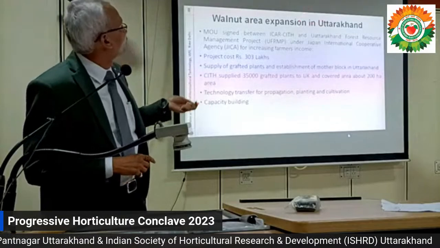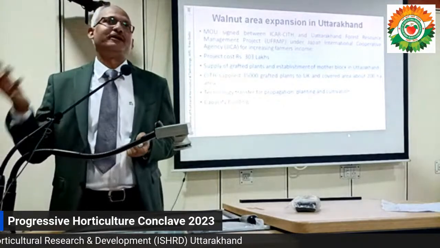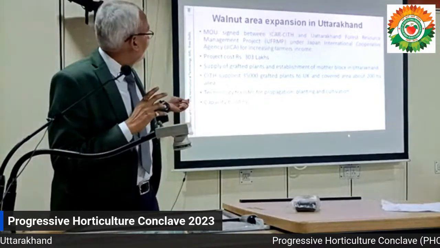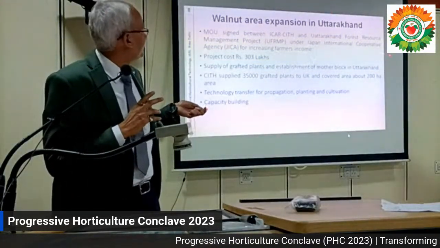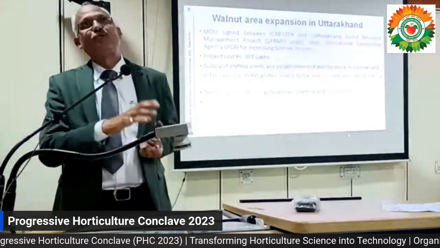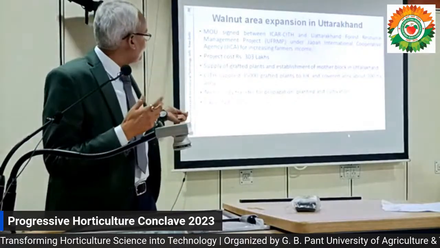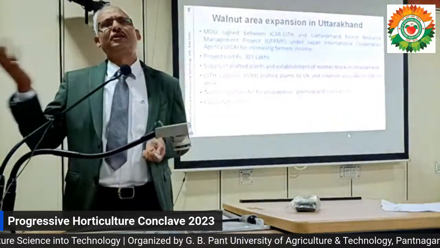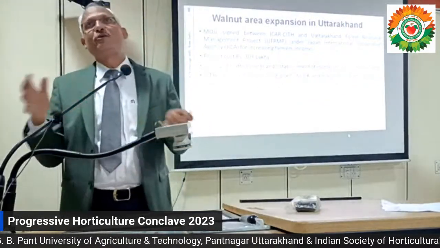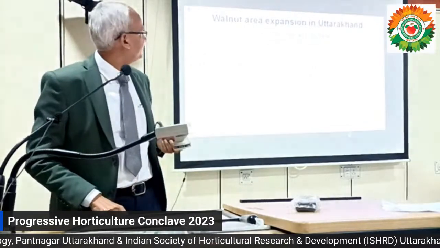Now, walnut area expansion in Uttarakhand, because Central Institute of Temperate Horticulture and the Forest Department of Uttarakhand have signed an MOU, and under this project, which is under JICA, Japan International Cooperation Agency, around 35,000 plants have been supplied by Central Institute of Temperate Horticulture to Uttarakhand for raising the income of the farmers. They have also started to develop their own plants. They are also producing 3,000 to 4,000 plants per annum. And this is the statement of the director that we have covered around 200 hectares of land in Uttarakhand by supplying 35,000 plants of walnut.